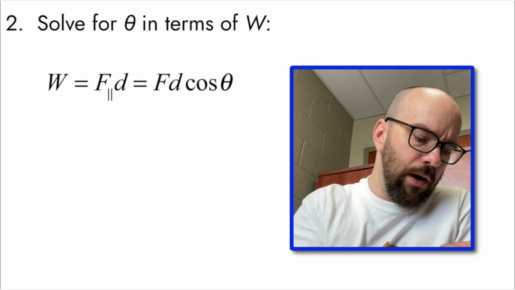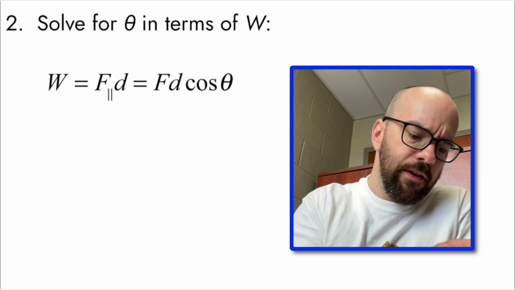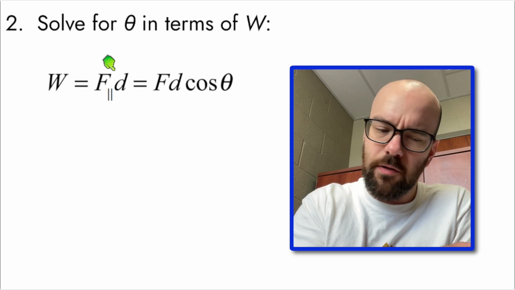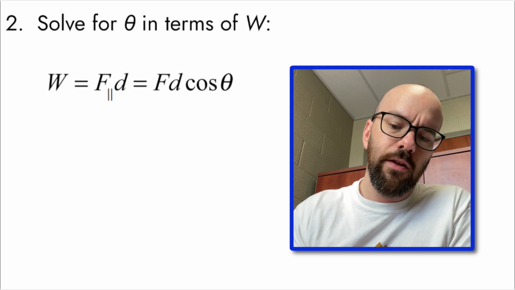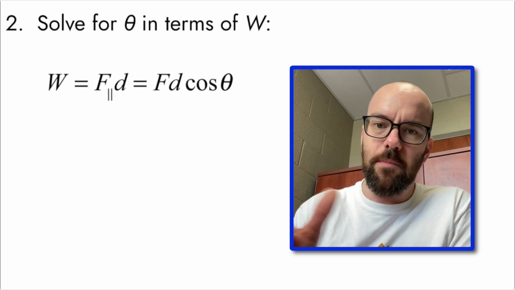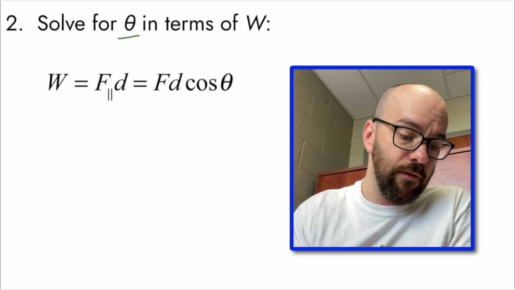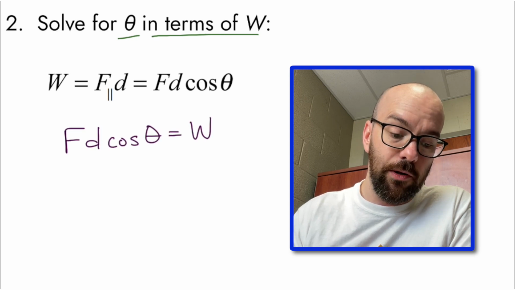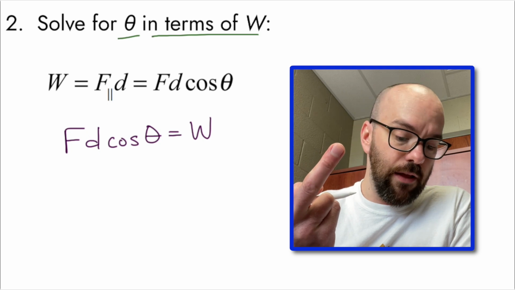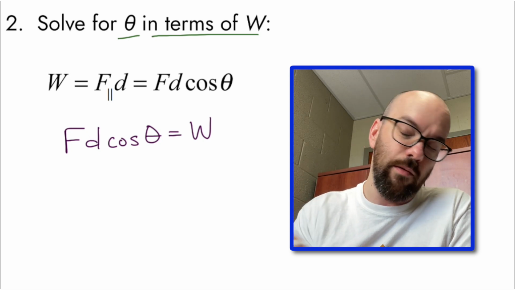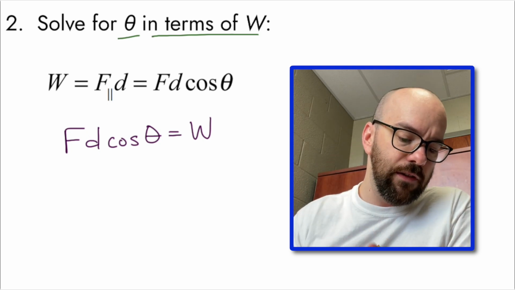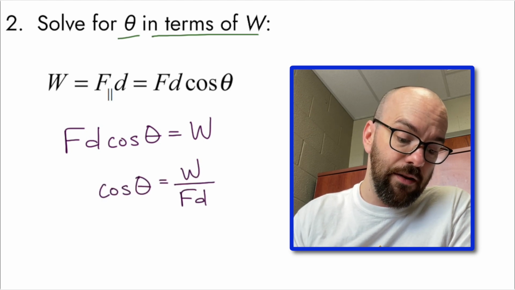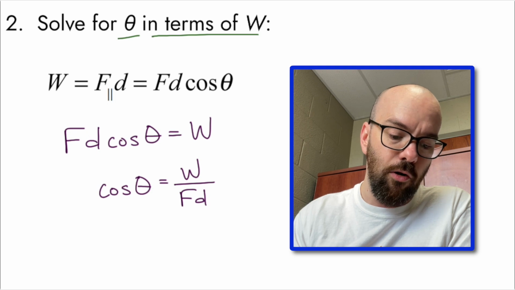Well, we've got W right here. We've got theta right there. This middle part, it says F times D. There's no theta or W there, so we're really not interested in that at all. So I'm going to rewrite this and not include that middle section of our equation. We're solving for theta in terms of W. All right, so FD cosine theta equals W. And again, I switch these around the equal sign because I'm solving for theta. I want my theta to be on the left side. So FD cosine theta equals W. Next thing, we're going to divide by FD on both sides, and we get cosine theta equals W over FD.